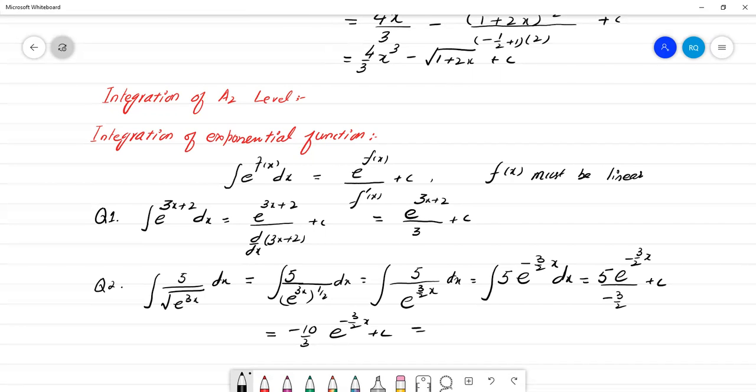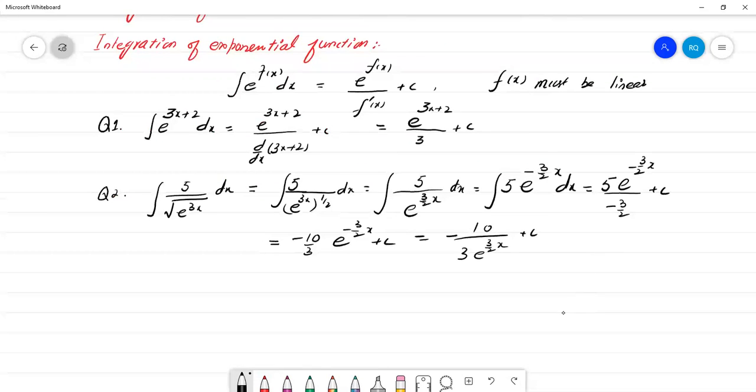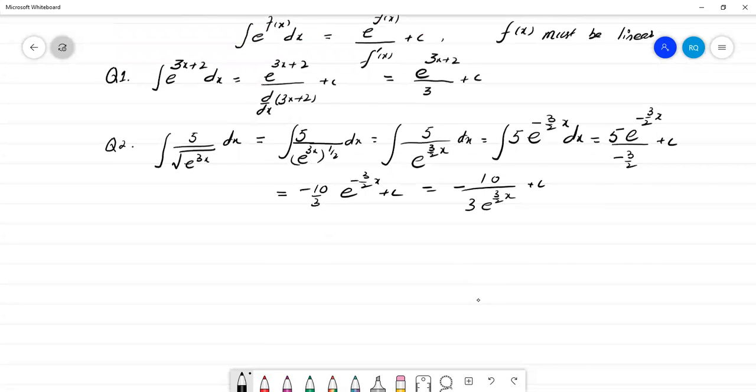Usually, it's not a hard and fast rule, but usually the sign of the power must be positive. So I can write this one as 10 by 3 e raised to power 3 by 2x plus c. Hope that you are getting my points. Where you have problems, please don't hesitate to ask questions. That's the first rule.